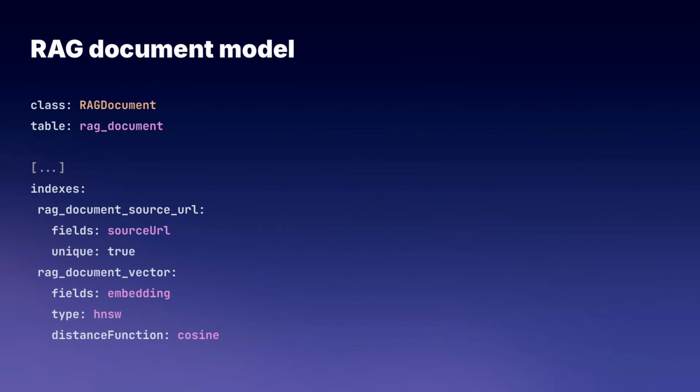Let's add 2 indexes to the RAG document table. First, we add the RAG document source URL index. We make it unique. This ensures that we can never store 2 different objects in the database with the same source URL. Next, we add an index for the vector embedding. There are different types of indexes we can use for vectors, but for searching text, HNSW with a cosine distance function is a good choice.